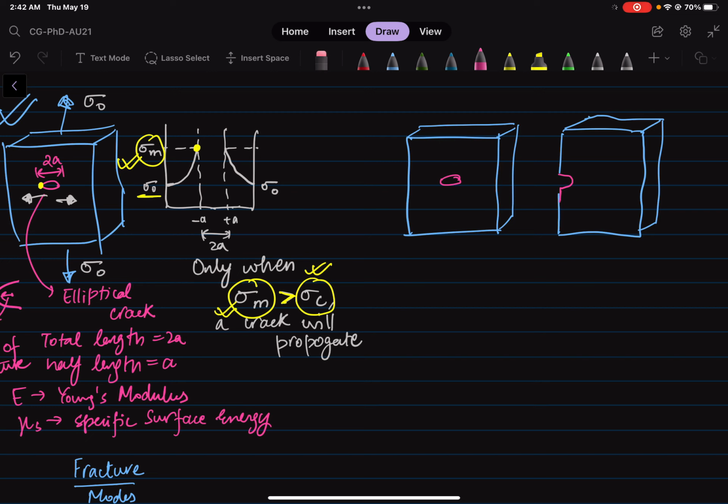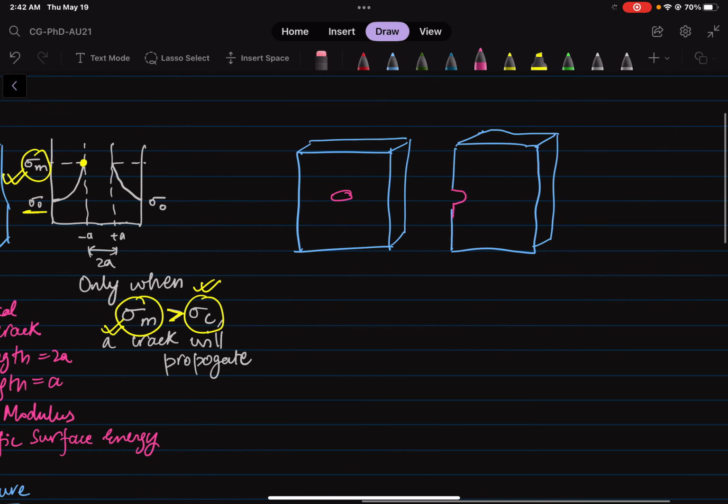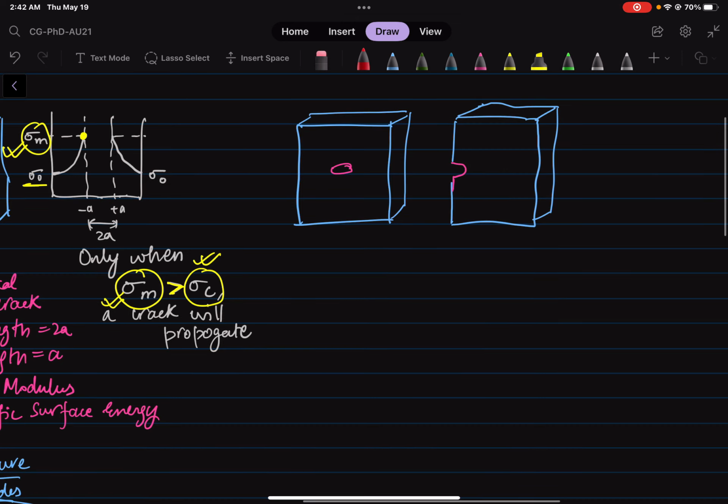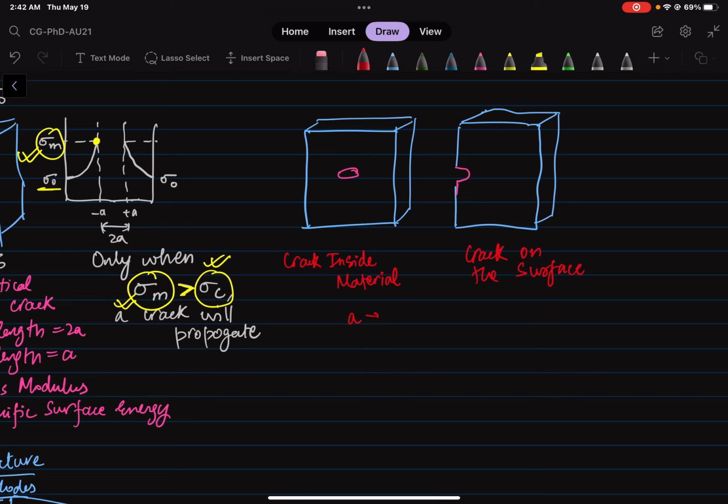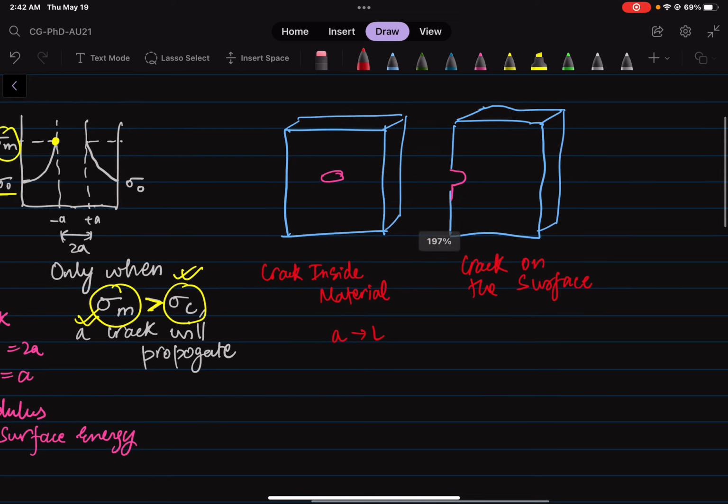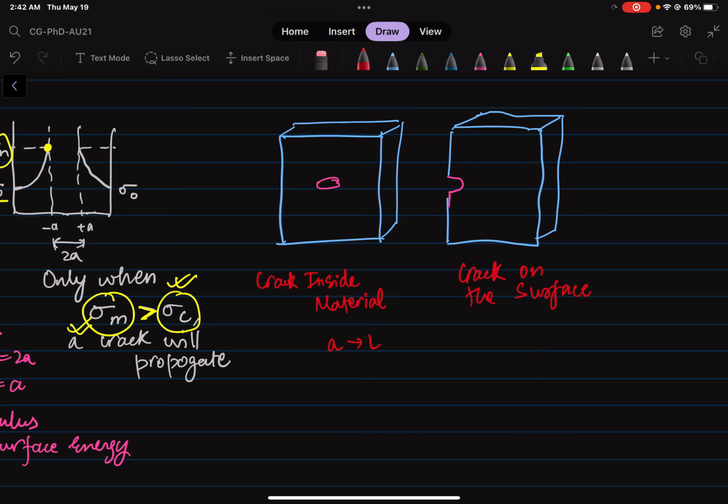All right, two very important things to note. For the left hand side, I'll also write this down here. So this is crack inside material, and then crack on the surface. This crack could also be like a scratch. If you read the book and other resources, you'll understand better what inside and surface mean. It basically compares the a versus the length of the material. But I'm just giving a brief of how you can understand this as two different systems.